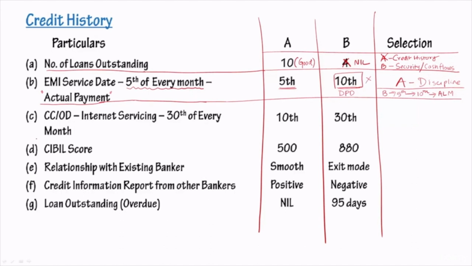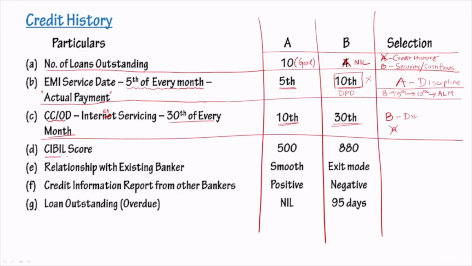Next, let us look at one more scenario in understanding the credit history. Let's say both the customers have availed cash credit or OD facility, and these facilities will have interest servicing. Let's say interest servicing is due on 30th June of every month. Now, Mr. A will make payment only on 10th, whereas Mr. B will make payment on 30th itself. In this case, bankers will be interested in B because he is having that discipline, whereas bankers will not be okay with A because he's again putting the bank into hardship.